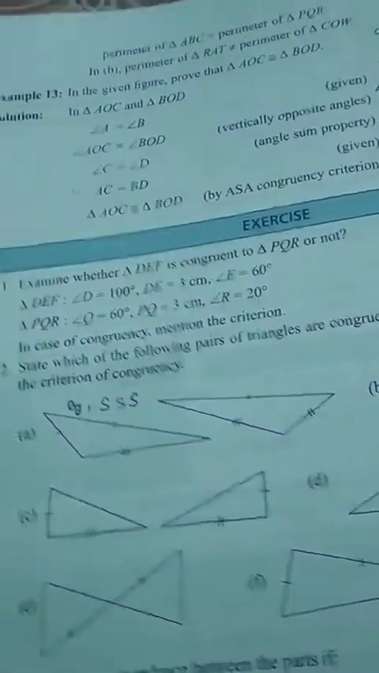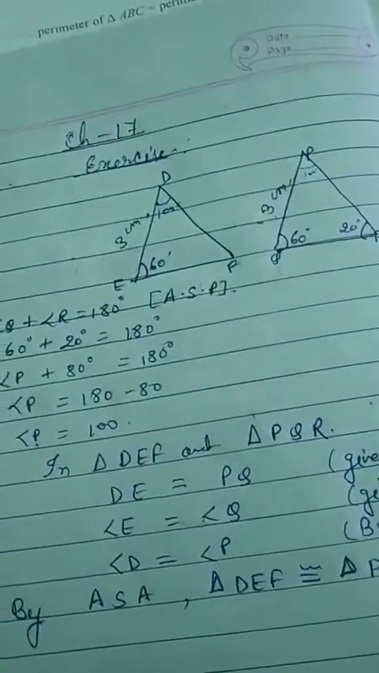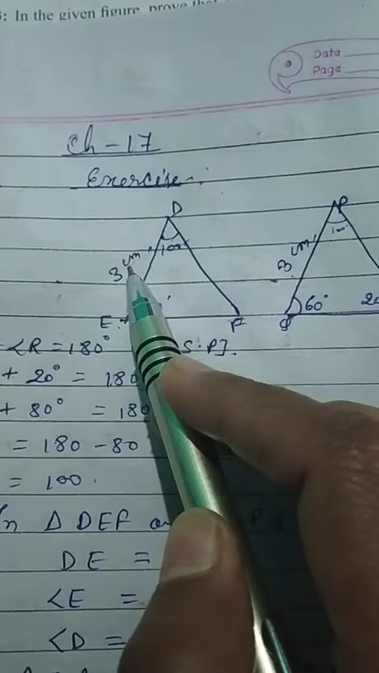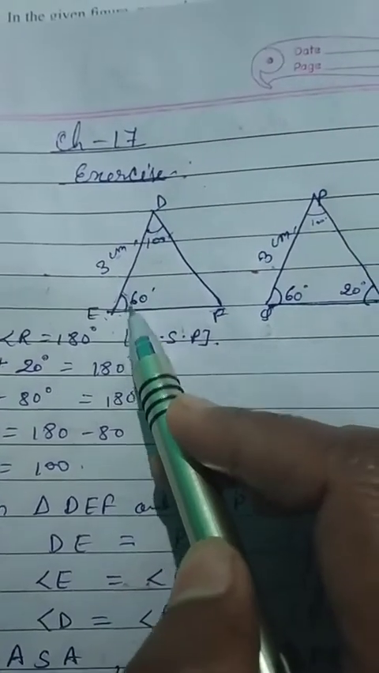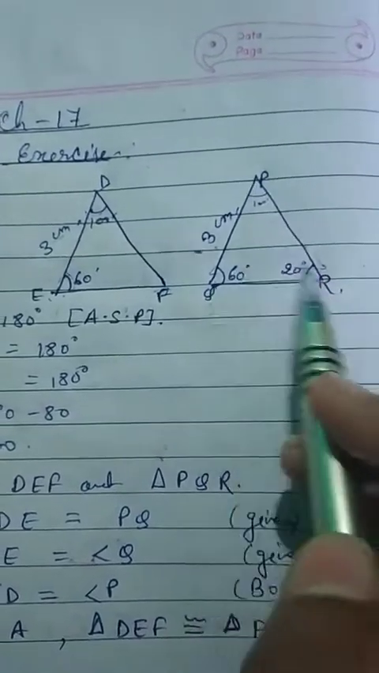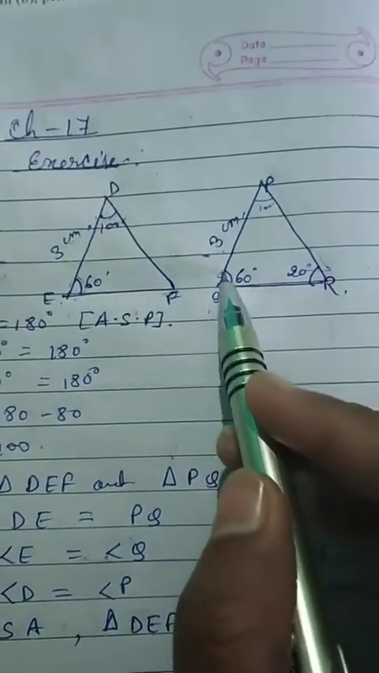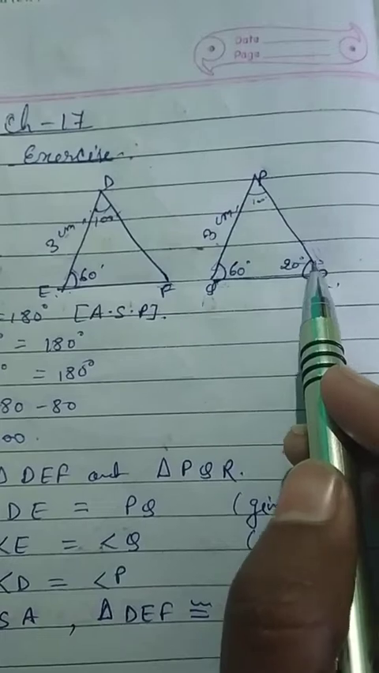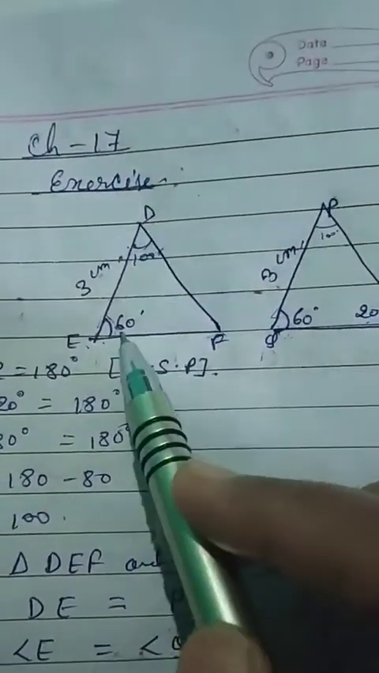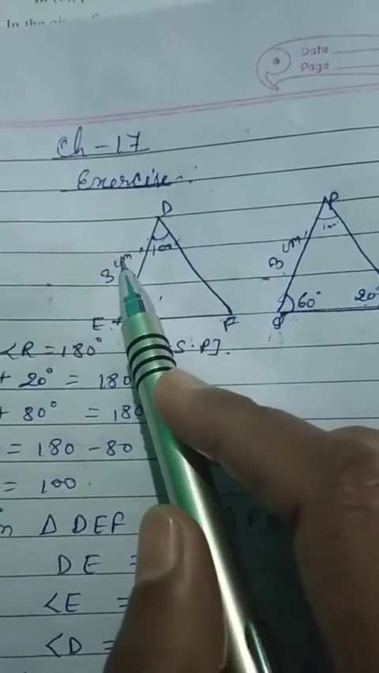So first of all you have to draw the figure like this. Triangle DEF, DE is given 3 centimeter, write it down. Angle E is given 60 and angle D is given 100 degrees. And in triangle PQR, PQ is given 3 centimeter and angle Q is given 60 and angle R is given 20.